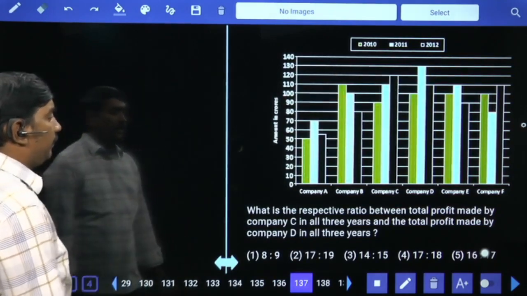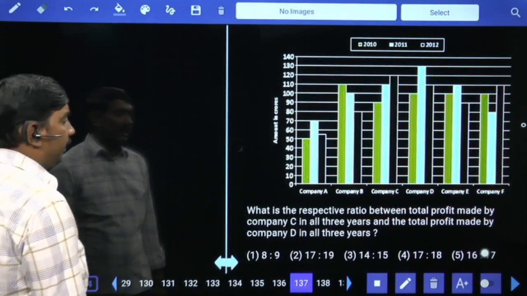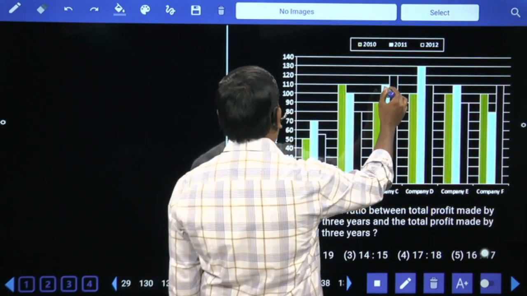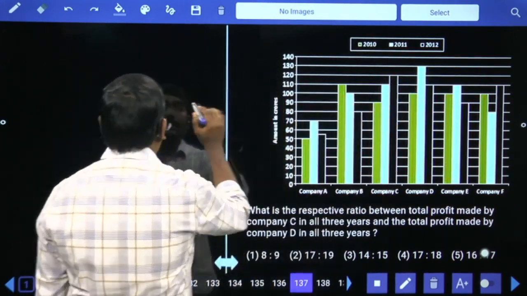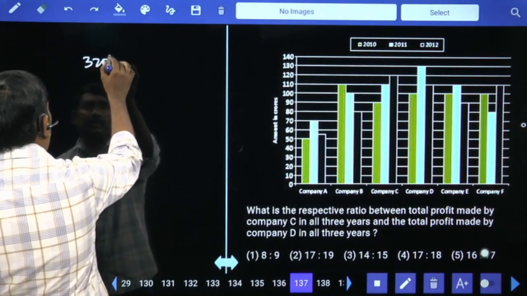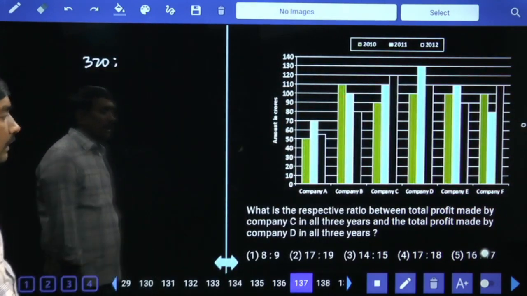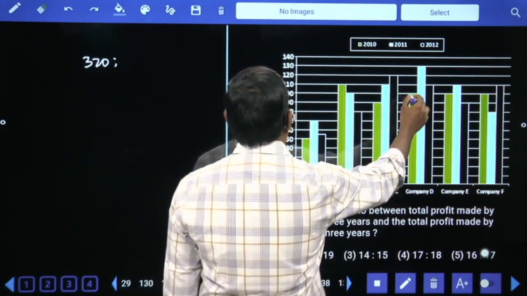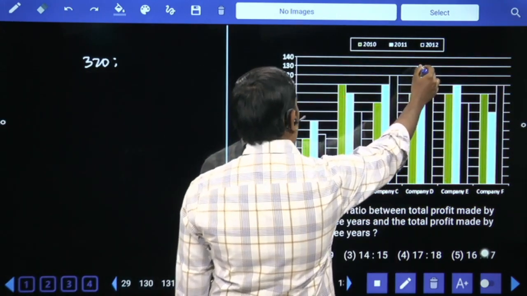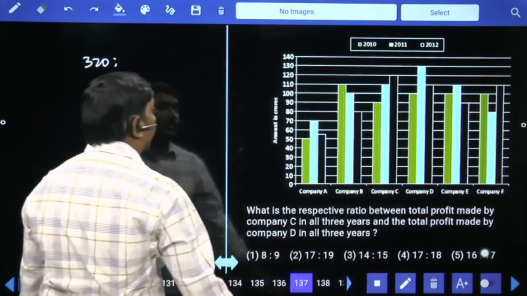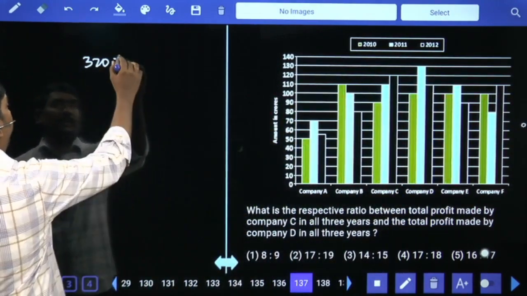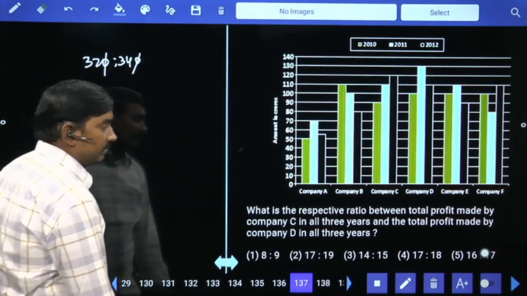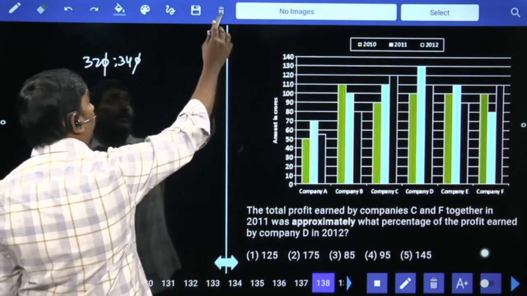What is the ratio between total profit made by company C in all 3 years? Company C: 90, 110, 200, 120, 320 in all 3 years. And the total profit made by company D in all 3 years: 100, 130, 230 plus 110, 340. 16 is to 17.